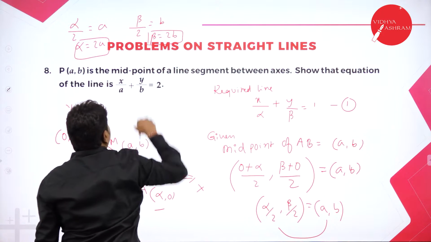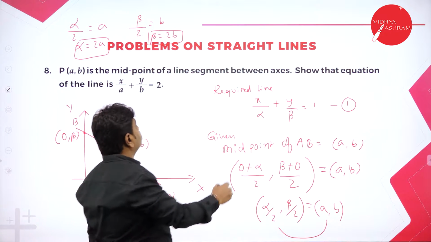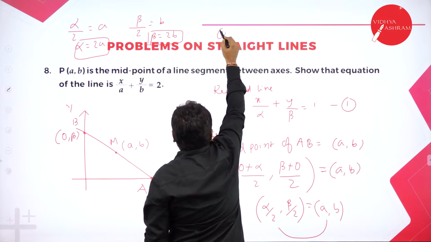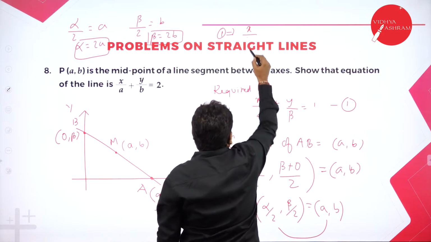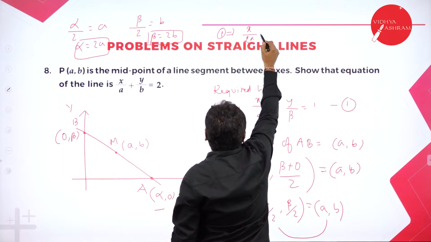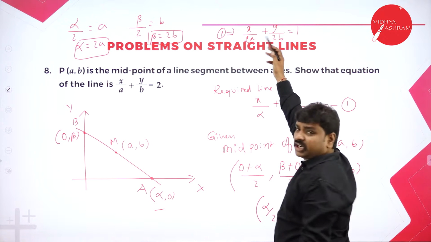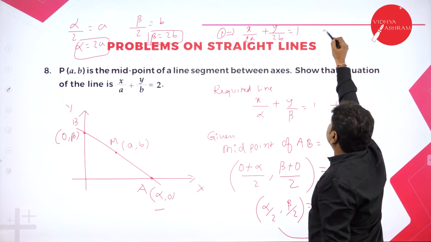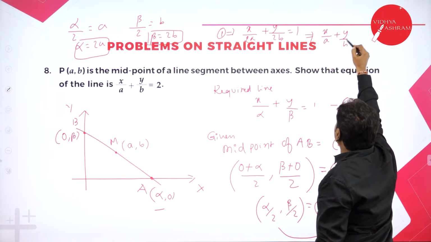Now I have alpha and beta value. Substitute alpha and beta value in this equation. So now put them in equation 1. What is equation 1? X by alpha. Alpha is how much? 2a plus y by 2b equal to 1, or multiply by 2 on both sides. Then it will become x by a plus y by b equal to 2.